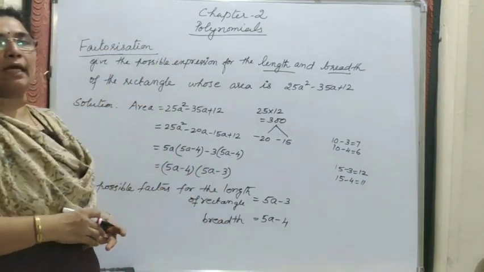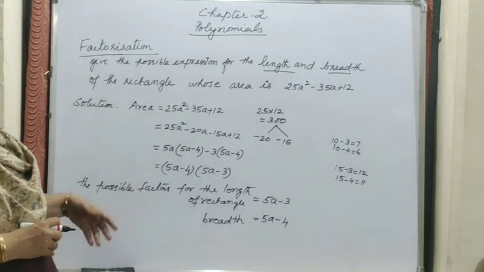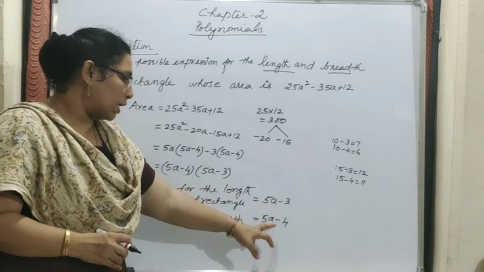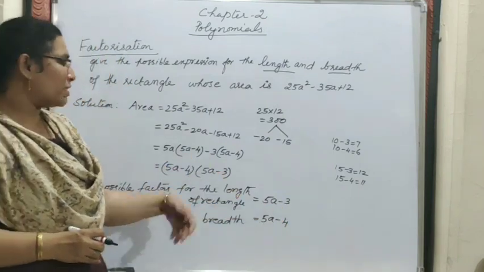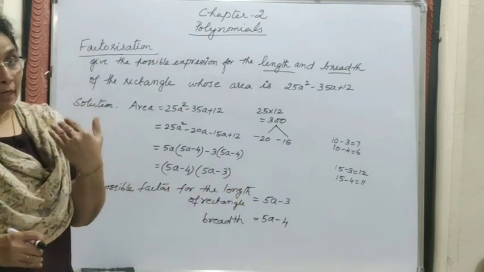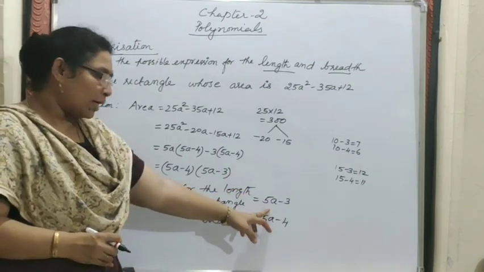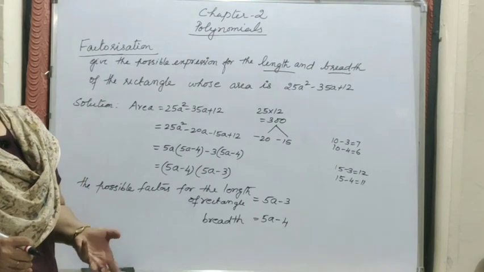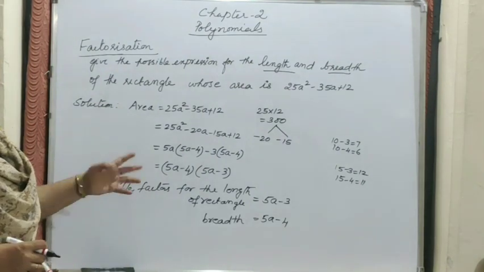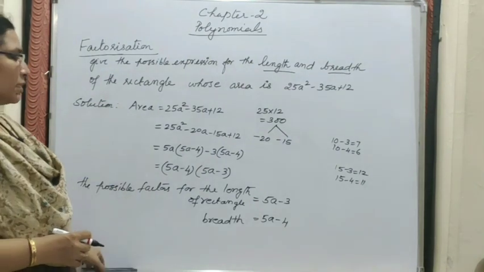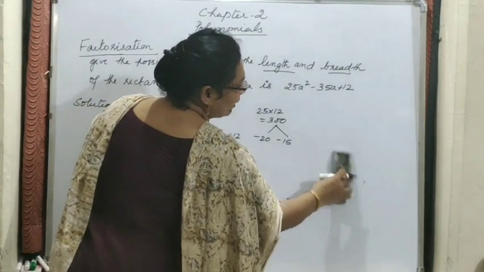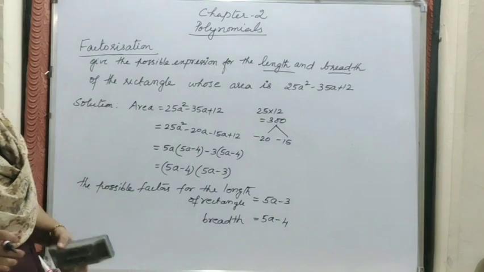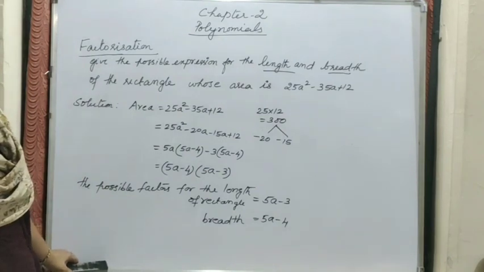Usually length we take as the longest one, isn't it? So we will consider 5a minus 3 and 5a minus 4. 5a minus 3 is the longest one, so we will select this as the length. If anybody writes this as the breadth also, there is no problem. That is also a rectangle. So both ways you can write the answer, since the values are unknown to us, but we know that always the longest side we prefer as the length, not the breadth.